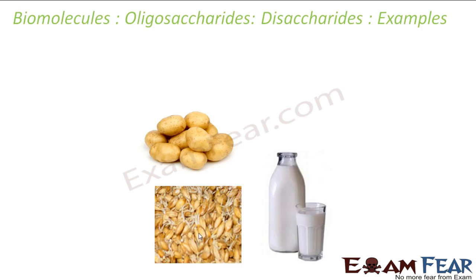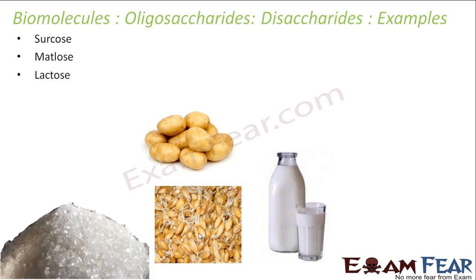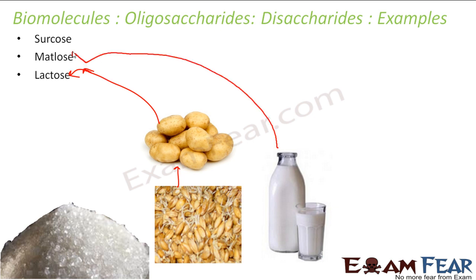So we'll take some examples of disaccharides. There are three major disaccharides. One is sucrose, which is found in sugar, maltose in malt, and lactose in milk. So lactose is these two. This is lactose. Maltose is this one. And sucrose is the sugar. We'll talk about these in detail now.